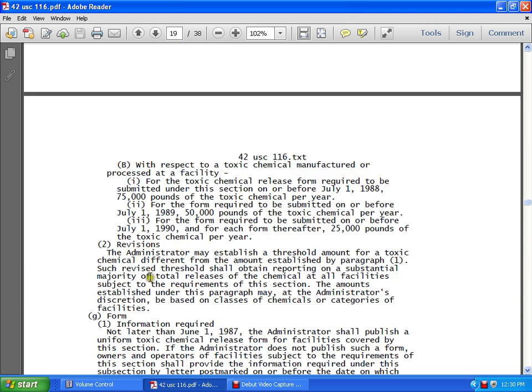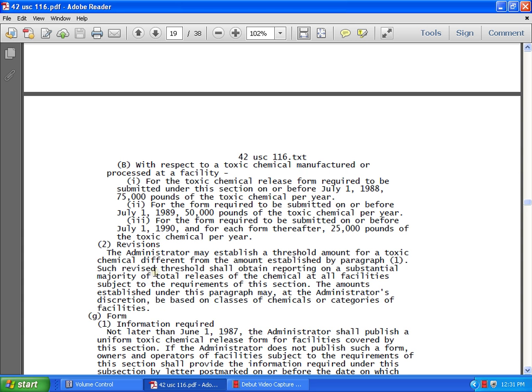2. Revisions. The administrator may establish a threshold amount for a toxic chemical different from the amount established in paragraph 1. Such revised threshold shall obtain reporting on a substantial majority of the total releases of the chemical at all facilities subject to the requirements of this section. The amounts established under this paragraph, at the administrator's discretion, may be based on classes of chemicals or categories of facilities.